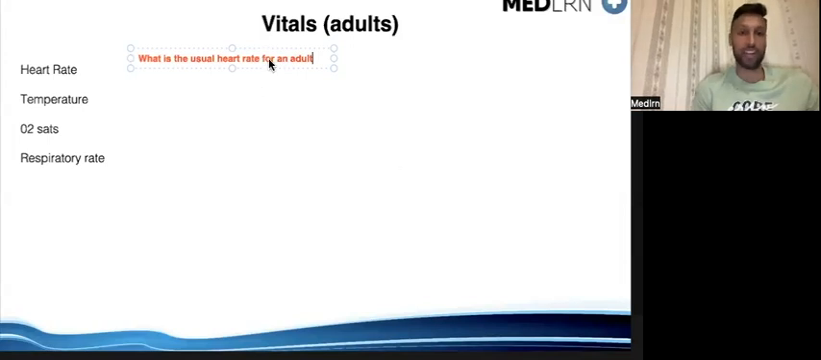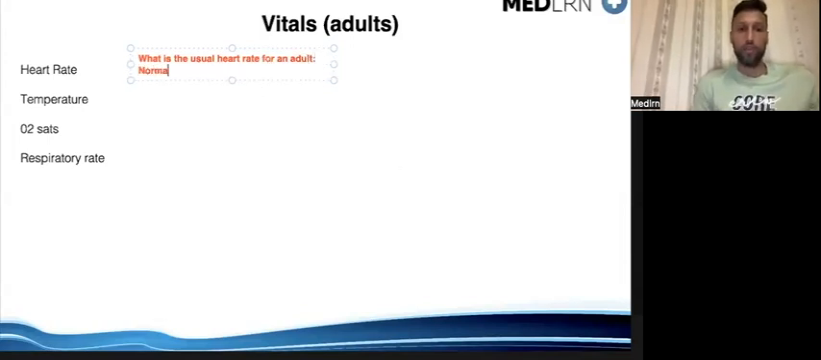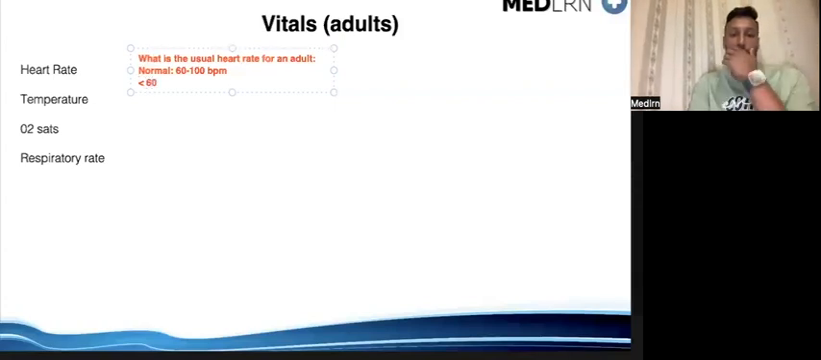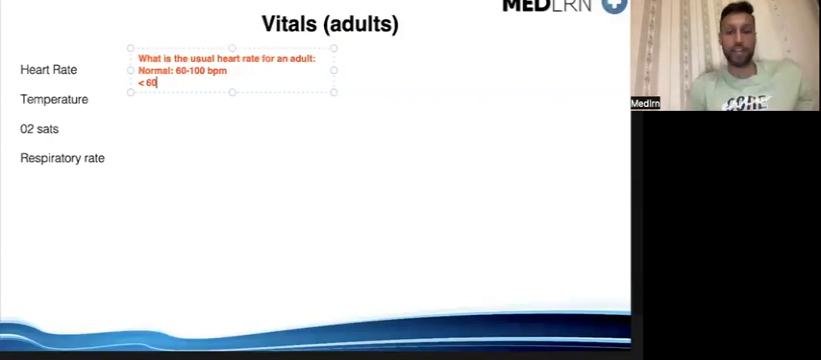Good. Perfect. And this is for an adult, right? Normal, we are going to say, is between 60 to 100 beats per minute. What if it's less than 60? What do we call it? Who can tell me the terminology? Well done. Bradycardia. Great.